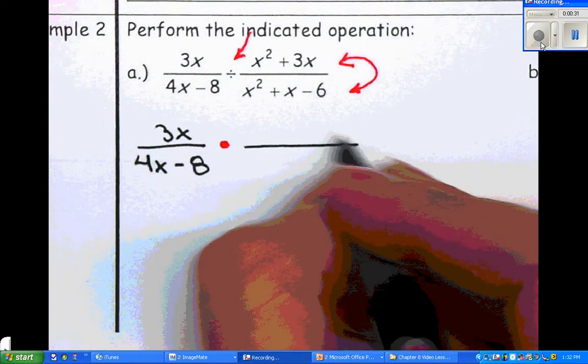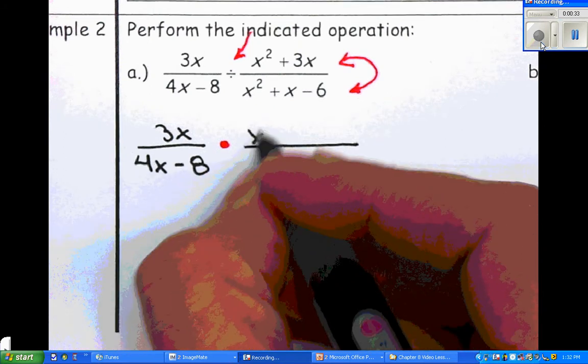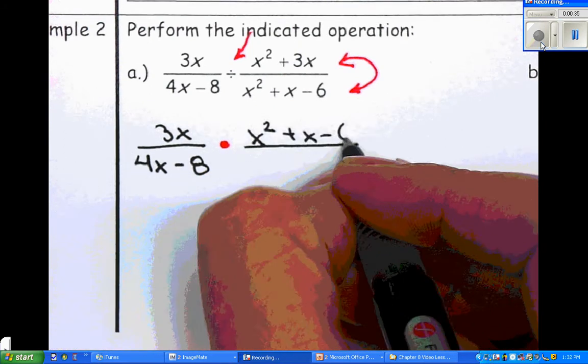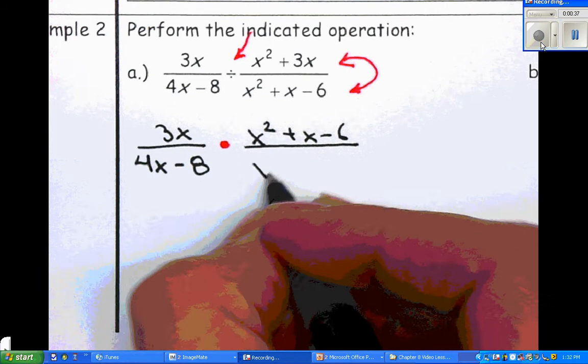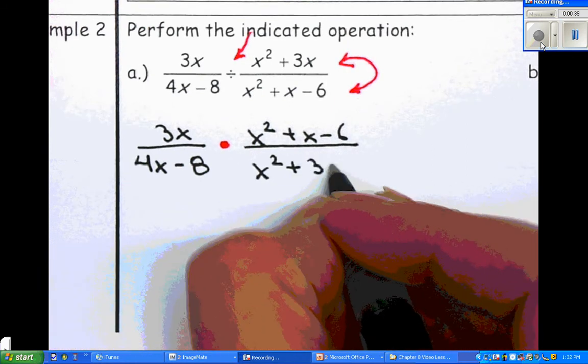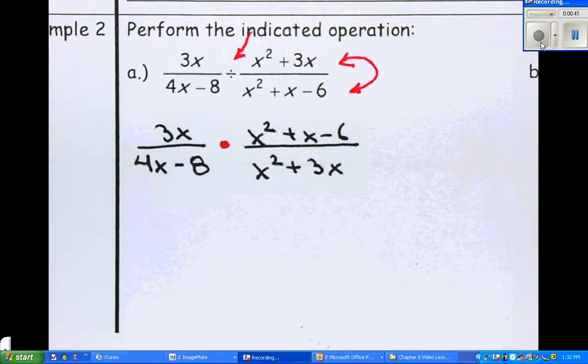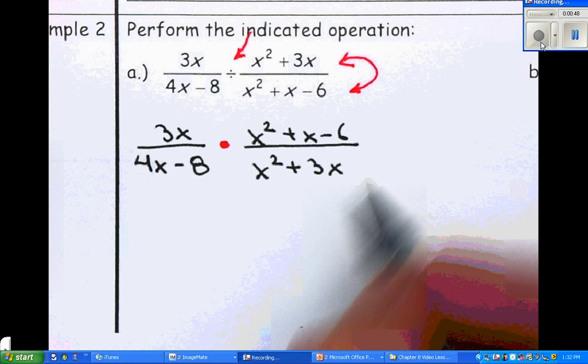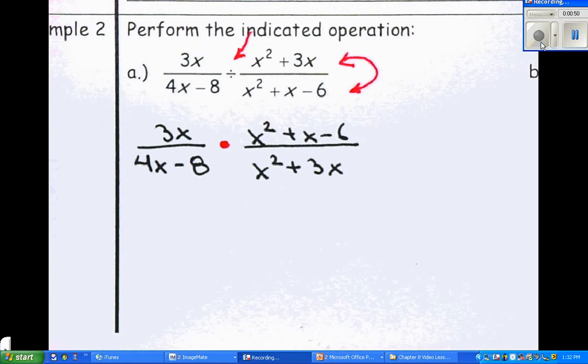The division will be changing to a multiplication, and we're going to switch this, flip it. So that's x squared plus x minus 6 over the top becomes the bottom, plus 3x. Now we have a problem just like example number 1 when we are multiplying. So we want to be able to factor the top and the bottom, factor the top and the bottom, and then just cancel the common factors.